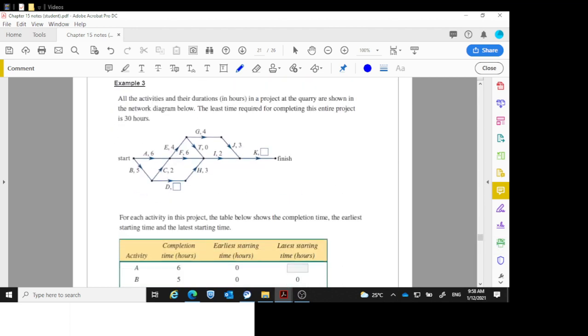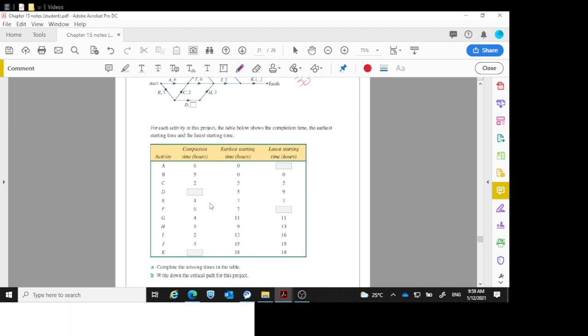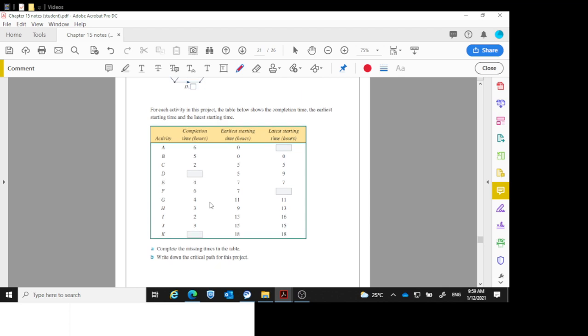Example 3. All the activities and their duration in hours in a project at the quarry are shown in the network diagram below. The least time required for completing this entire project is 30 hours. So we know at the end here we've got 30 hours. That's not an issue. For each activity in this project, the table below shows the completion time, the earliest starting time, and the latest starting time. Complete the missing times in the table.